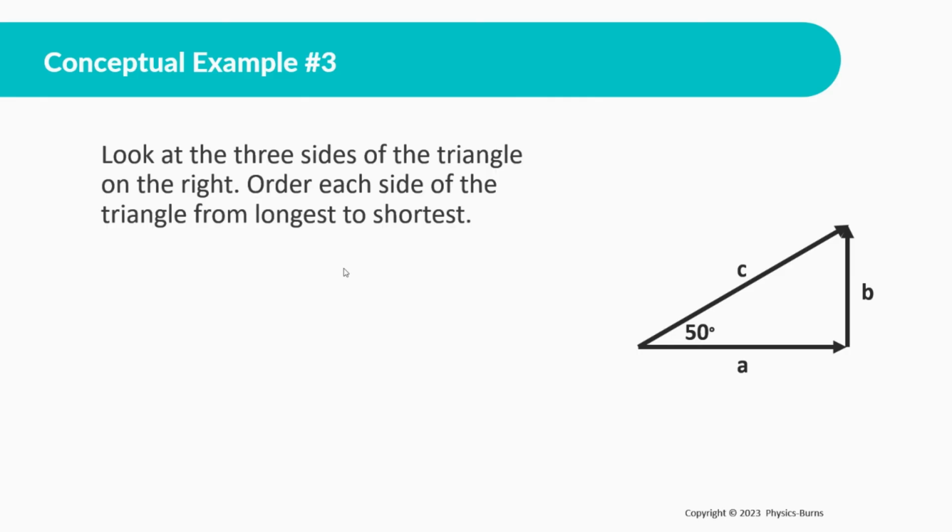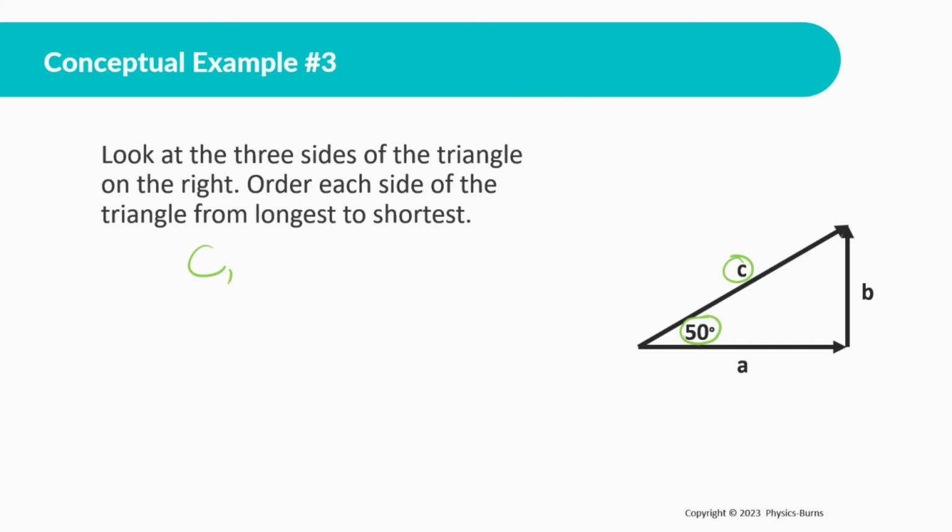Look at the three sides of the triangle. Order each of the triangle from longest to shortest. Again, we should know that C is the hypotenuse, so that is going to be the longest. Again, we should be looking at this angle to figure out which one is bigger, A or B.